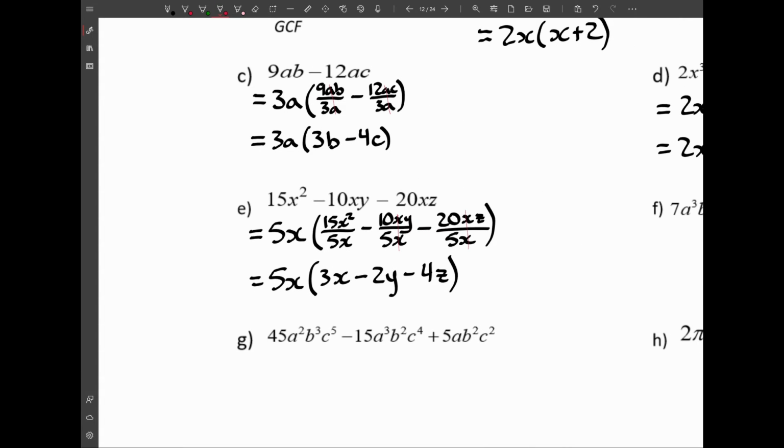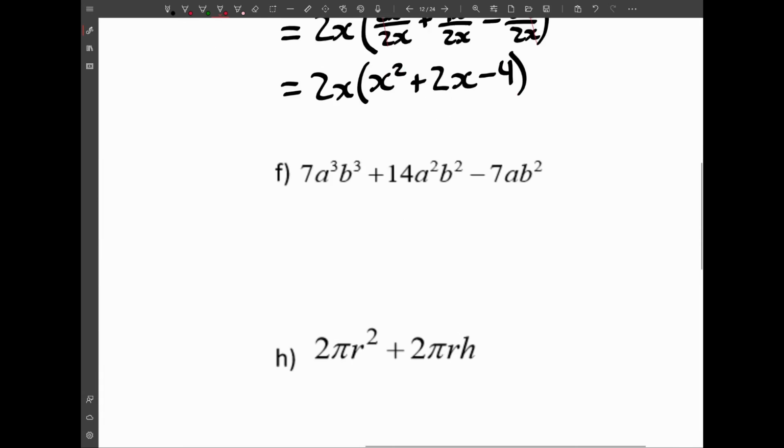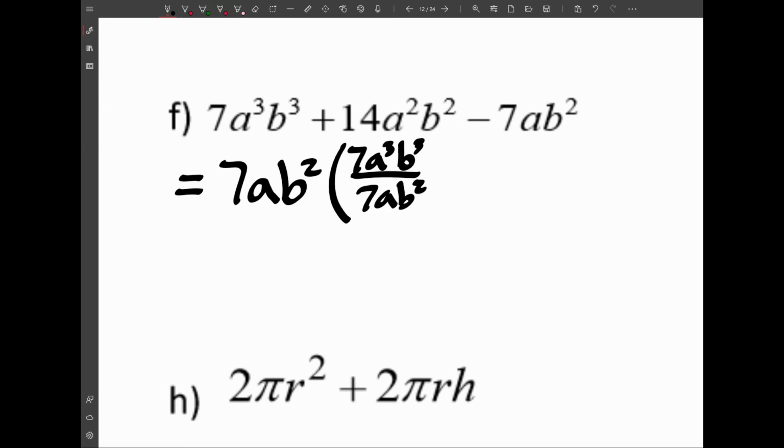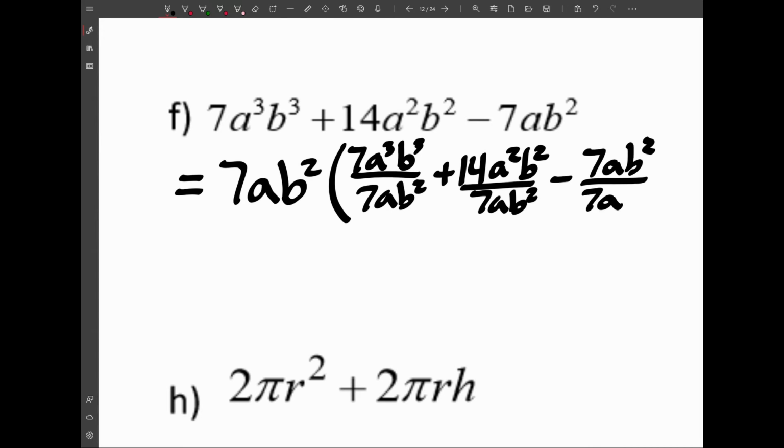All right, let's get to one that's a little bit trickier. It's got something a little bit trickier in it. 7, 14, and 7. They all have one a in common, and they all have at least two b's. So, what's left? Well, we have the 7a cubed b cubed, all over 7ab squared. We have the 14a squared b squared, all over 7ab squared. And we have the negative 7ab squared, over 7ab squared. So what does that give us?